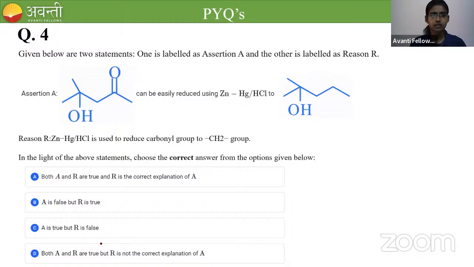Given below are two statements, assertion and reason. The assertion says that the compound can be easily reduced using zinc amalgam, that is zinc mercury coupled with HCl, to the corresponding compound. And the reason is that zinc amalgam HCl is used to reduce the carbonyl group to CH2 group. In the light of the above statements, choose the correct answer from the options given below. Try to find out whether both are true and R is the correct explanation of A, A is false but R is true, A is true but R is false, or both are true but R is not the correct explanation of A. So what is the answer for this question? Can you think of it for 10 to 15 seconds?